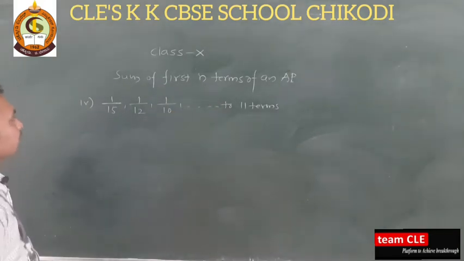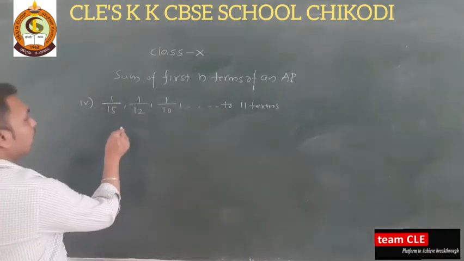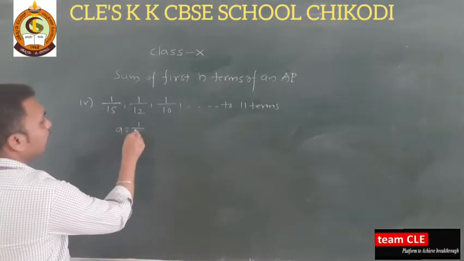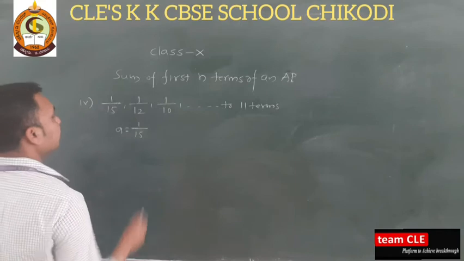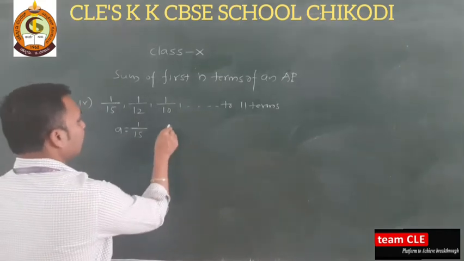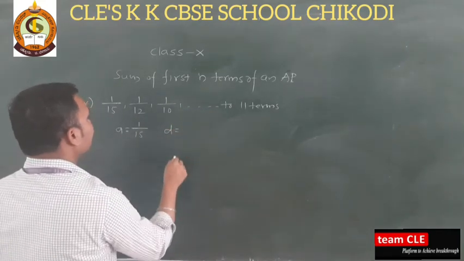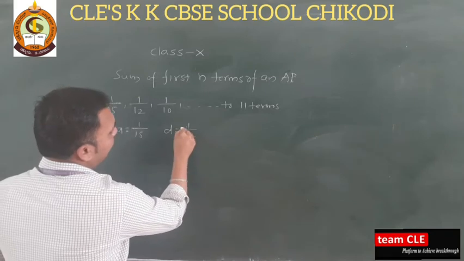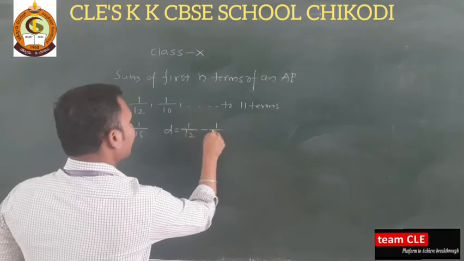Okay, now A is equal to 1 by 15. Now D is equal to 1 by 12 minus 1 by 15.